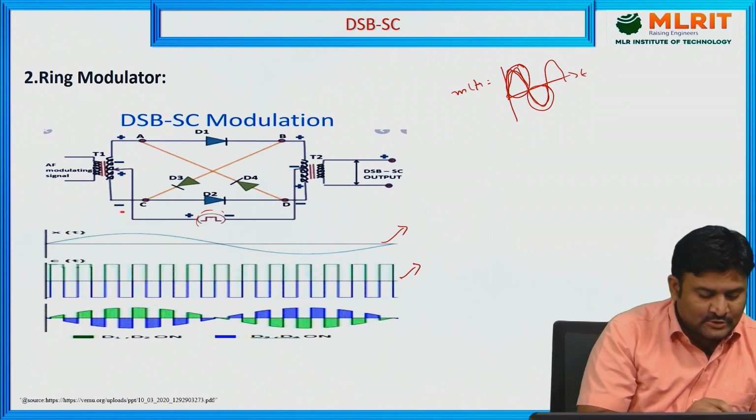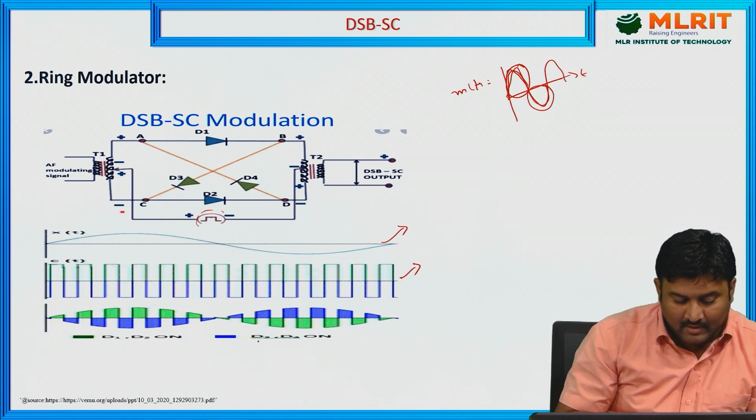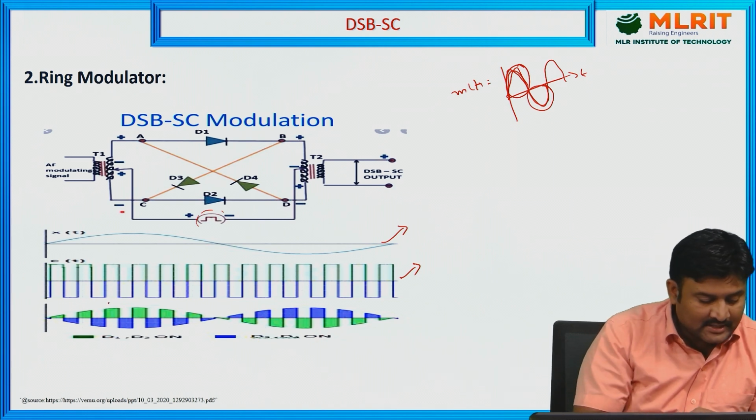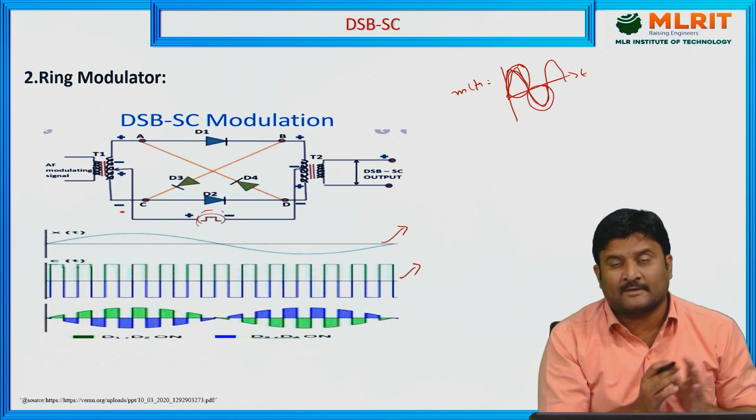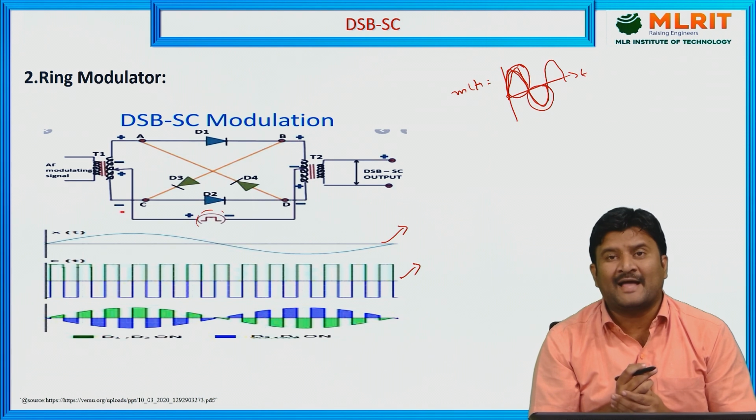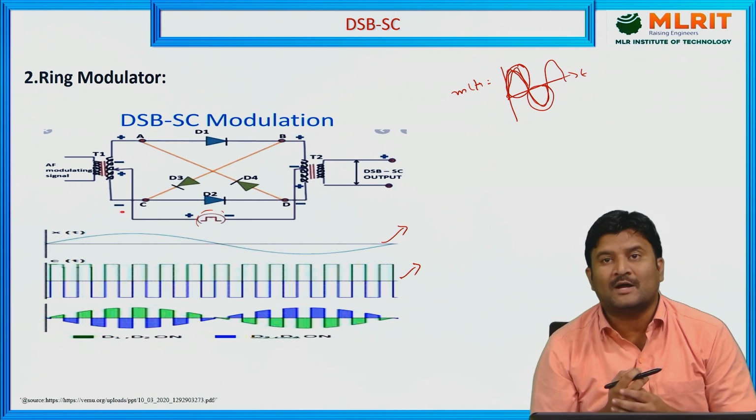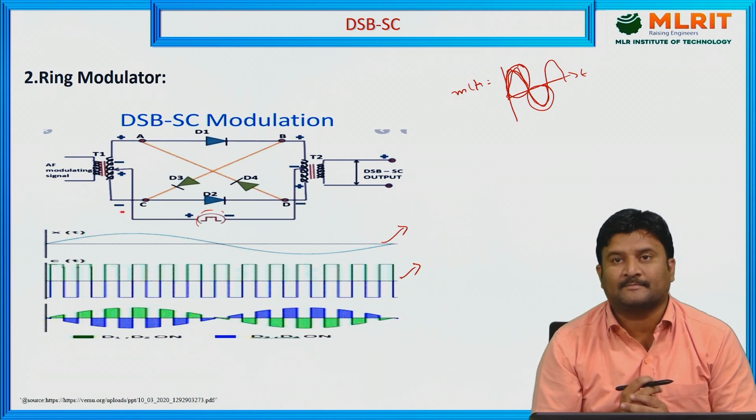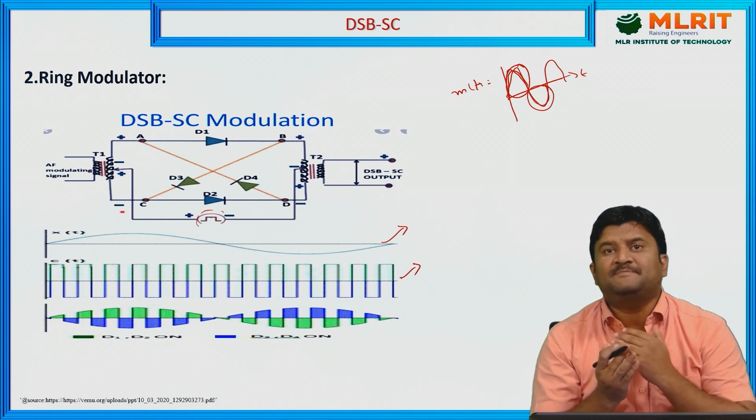In the case of the positive half cycle, D1, D2 are on. In the case of the negative half cycle, D3, D4 are on. Then the output is nothing but upper sideband information and lower sideband information, not a carrier. Therefore, the balanced modulator and the ring modulator are two generation methods of the double sideband suppressed carrier. Okay, that means the output is DSB-SC.